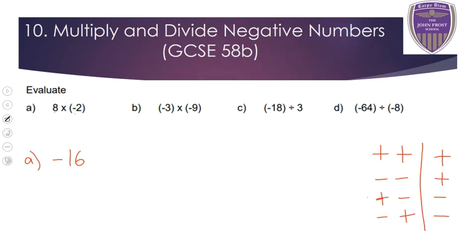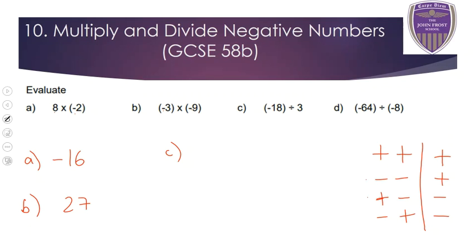Okay, for question B, just do the numbers first. So ignore the signs to start with. 3 times 9 is 27. Then we just need to decide whether that 27 stays as it is, making it positive, or whether it's negative. Well, in this one, we've got a minus times a minus. So the two signs are the same. Two minuses make a plus. So the answer is 27. Obviously, there's no need for us to write a plus in front of it because we know that 27 is positive because there's no symbol there.